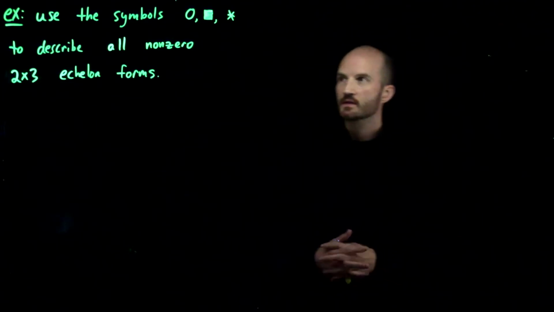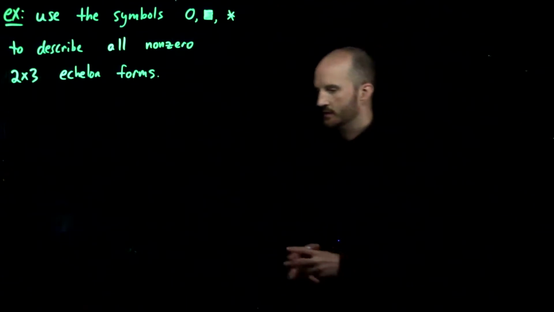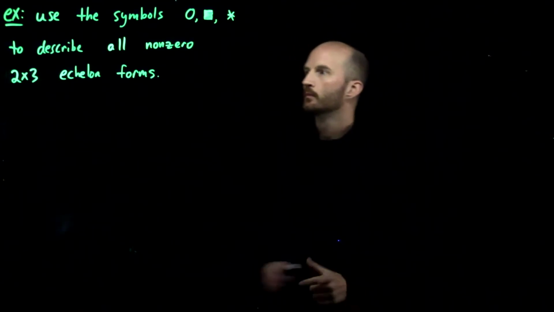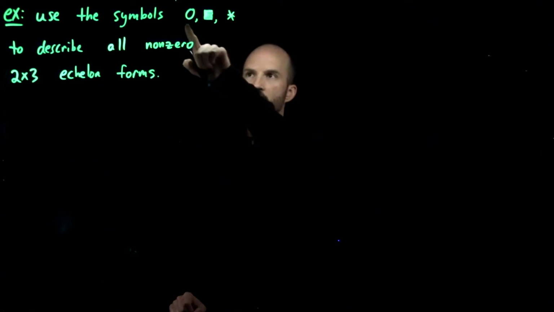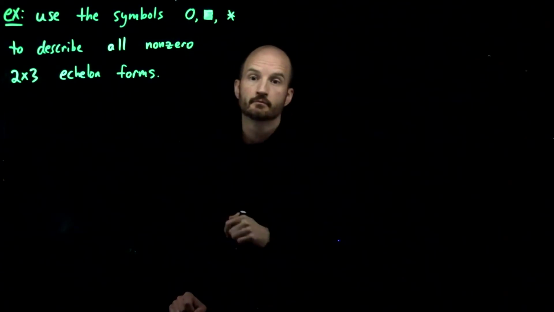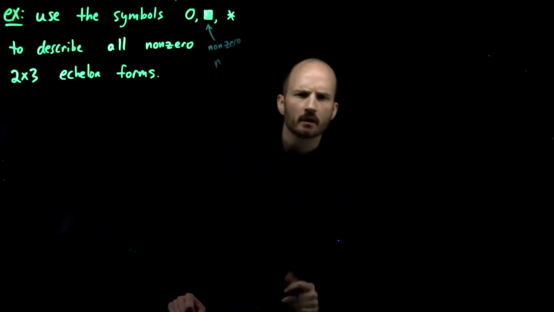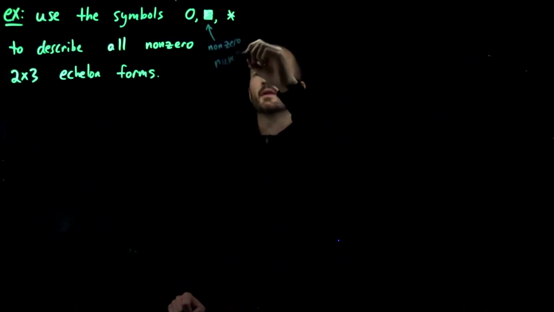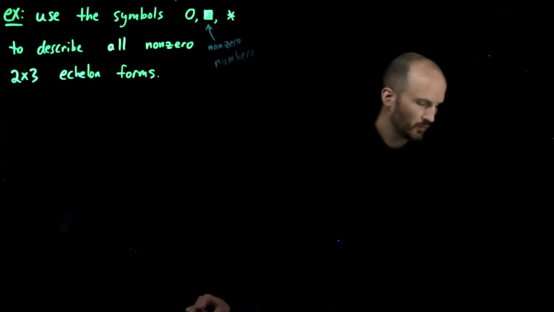Okay, copy down this example. What should I say before I start talking? The symbols. That's 0. Okay, the number 0. Square is a non-zero number. So the square here is meant to represent a non-zero number.